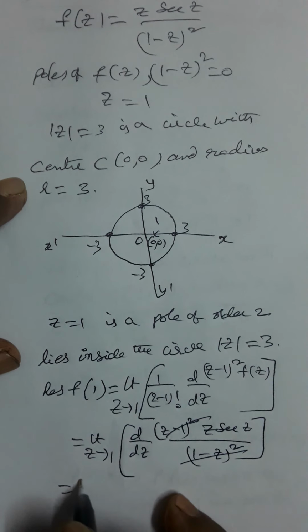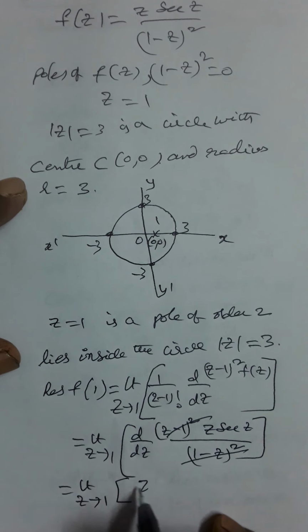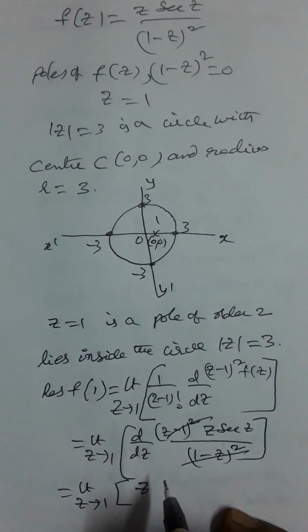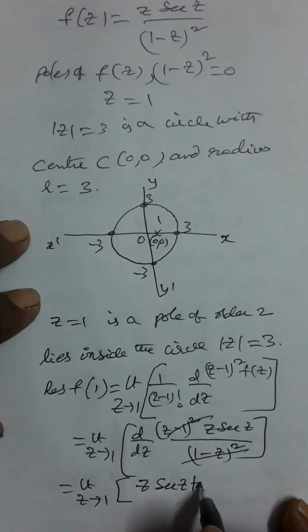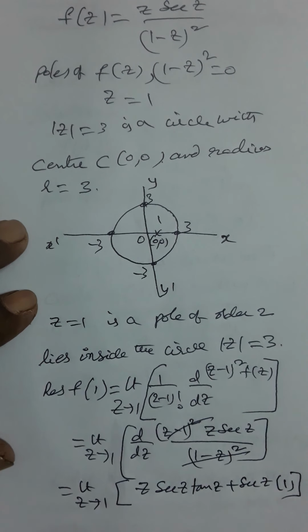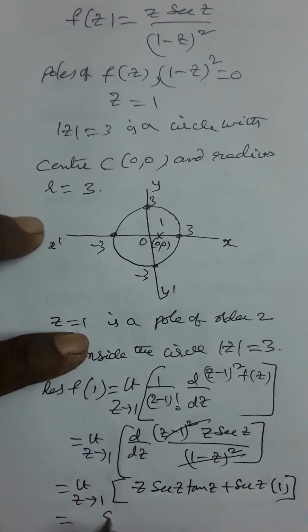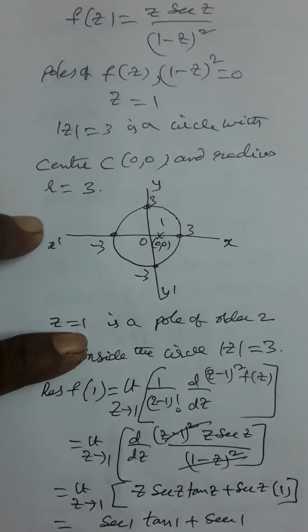Cancel. Limit z tends to 1, apply UV formula: z into secant z derivative, secant z tan z, plus secant z into z derivative 1. So secant 1 tan 1 plus secant 1.